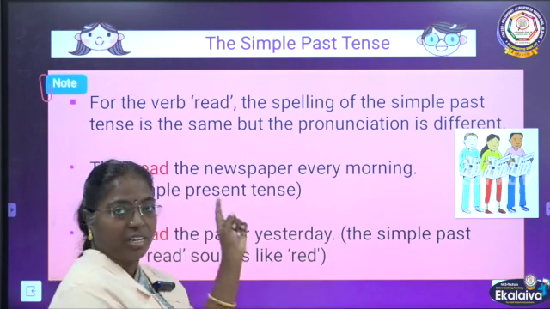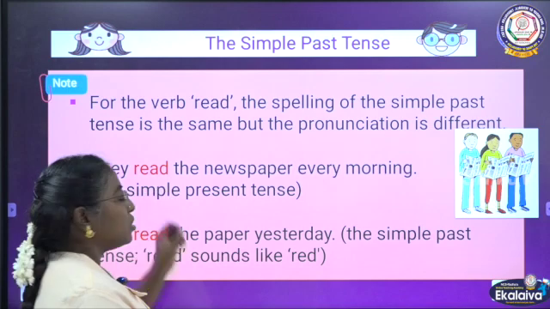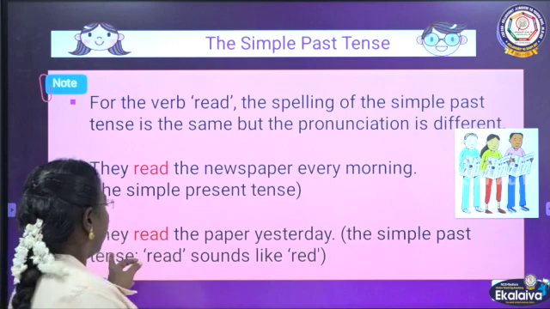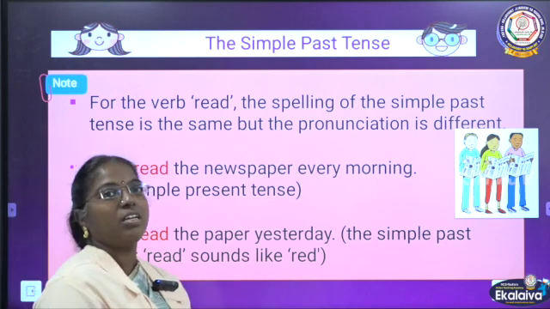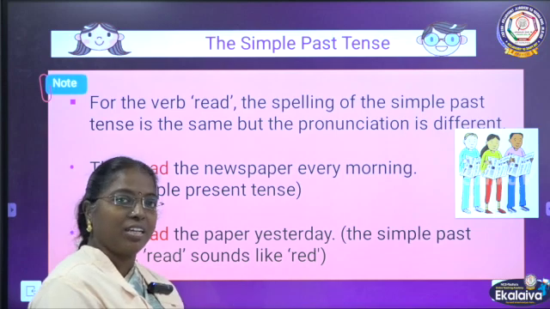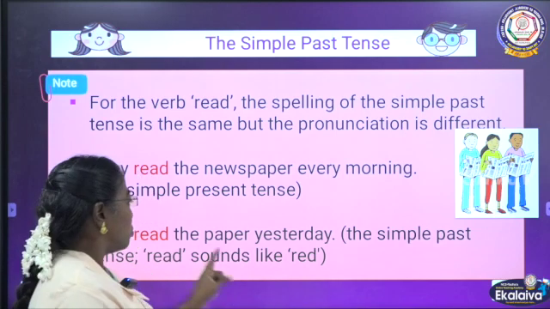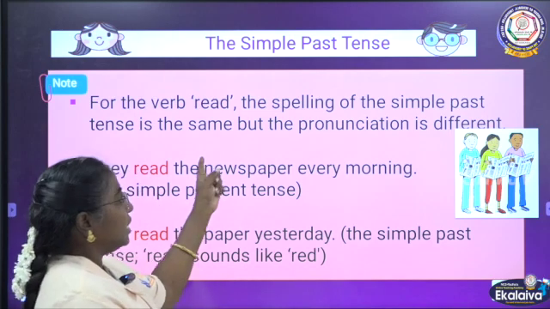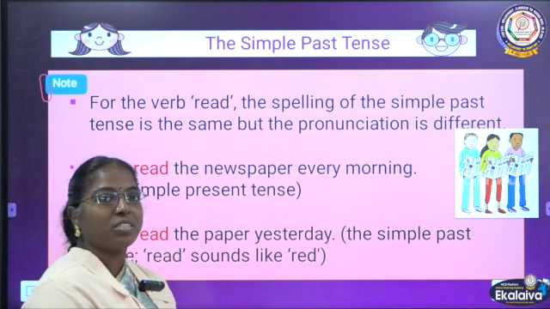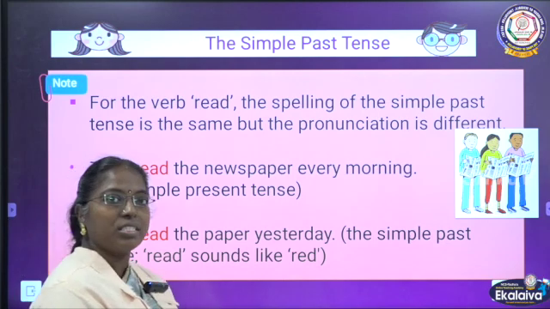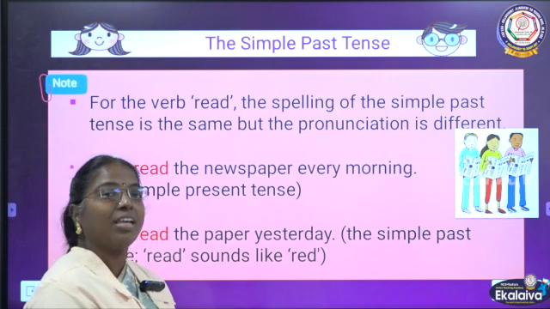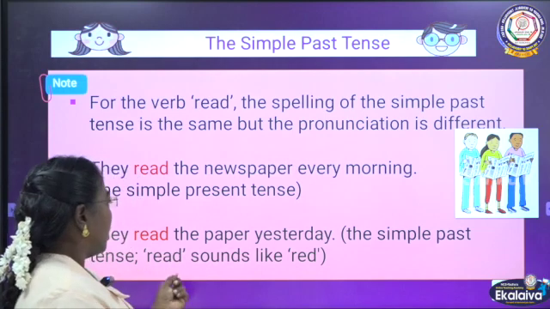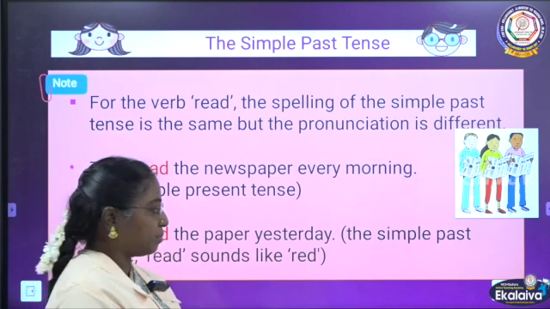So when I use this read as a simple present tense, I am using read. When I say it in past tense, I say read. They read the paper yesterday, because I am using the same verb with yesterday. Yesterday means past tense. So, the same word is pronounced differently. Here in the simple present tense, we pronounce it as read, but in past tense, the same read is pronounced as red. Okay? They read the paper yesterday. The simple past tense, read, sounds like red. Okay?